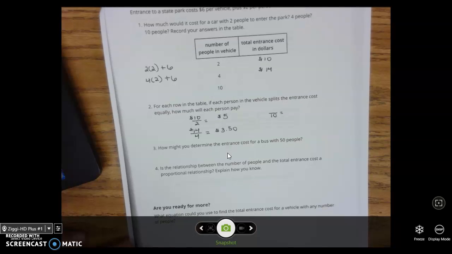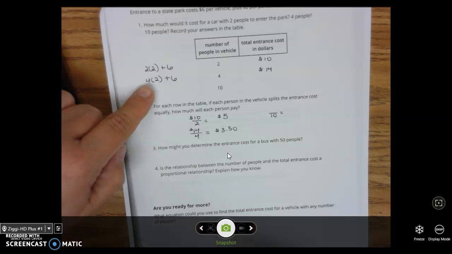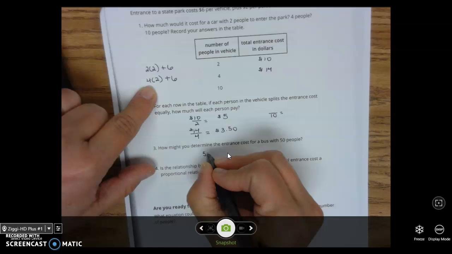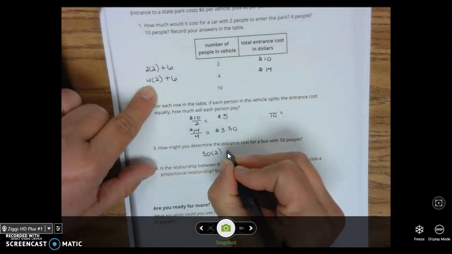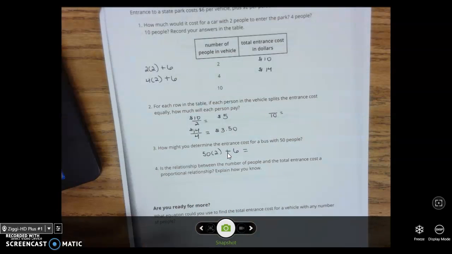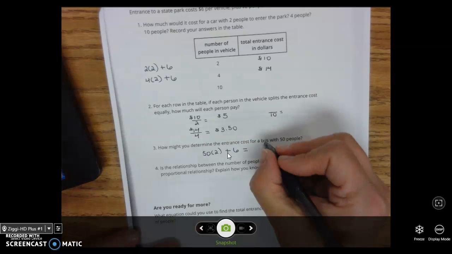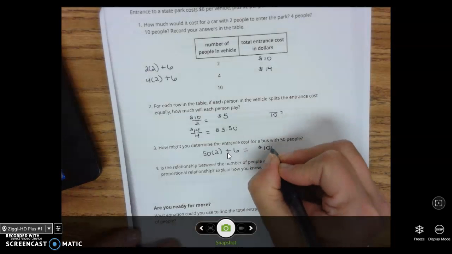So how would we determine cost for a bus with 50 people? Well, we're going to do it the same way we did up here. We have 50 people. They're each going to pay $2. And then we have $6 for the entrance fee. That's going to give us $106.